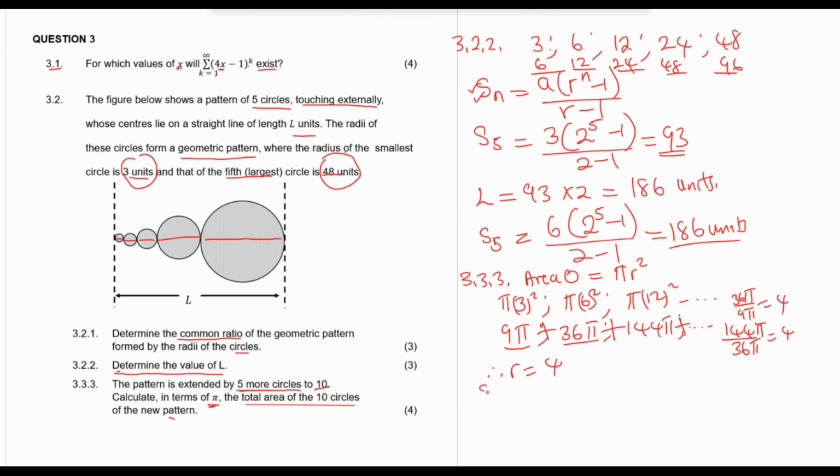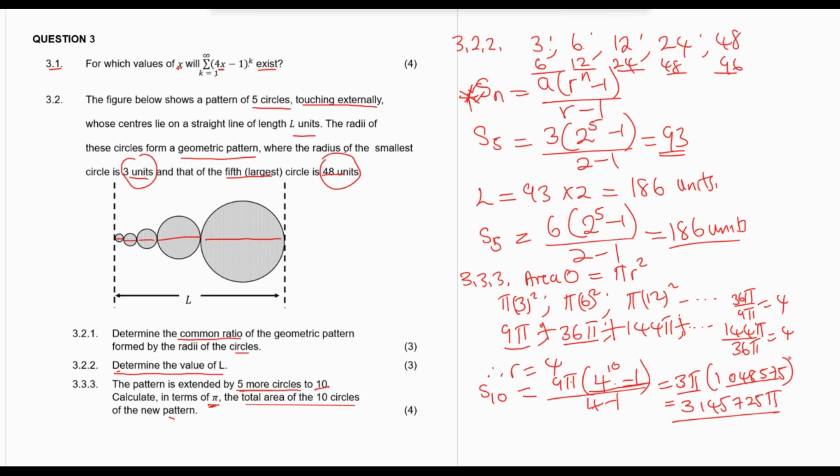So now we can use our formula Sn. The sum of the 10 terms is equal to our first term, 9 pi, times 4 to the power 10 minus 1 over 4 minus 1. 4 minus 1 is 3, and 9 pi divided by 3 is 3 pi. Then 4 to the power 10 minus 1 in the bracket gives you 1,048,575. They say it in terms of pi, so we multiply 3 times this, and pi remains as it is. So it's going to be 3,145,725 pi. That's the answer, in square units.